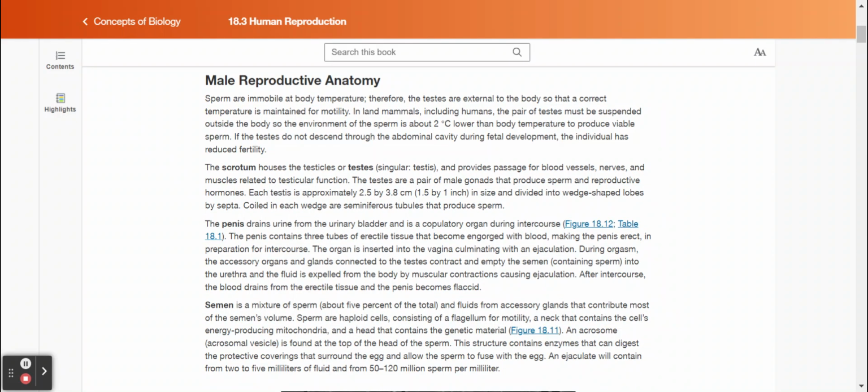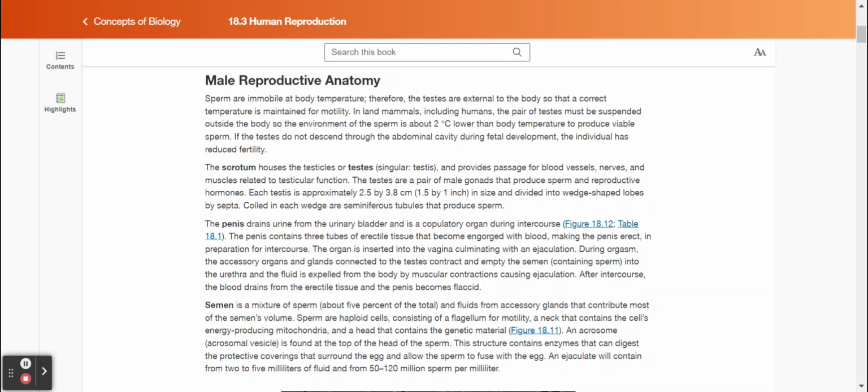Male reproductive anatomy. Sperm are immobile at body temperature. Therefore, the testes are external to the body so that a correct temperature is maintained for motility. In land animals, including humans, the pair of testes must be suspended outside the body so the environment of the sperm is about 2 degrees Celsius lower than body temperature to produce viable sperm. If the testes do not descend through the abdominal cavity during fetal development, the individual has reduced fertility.